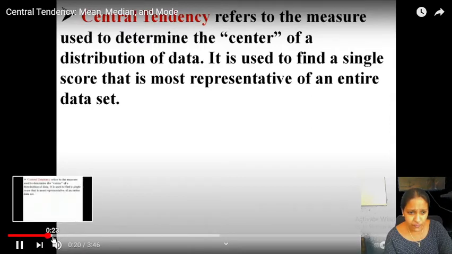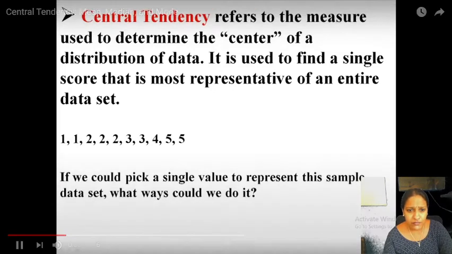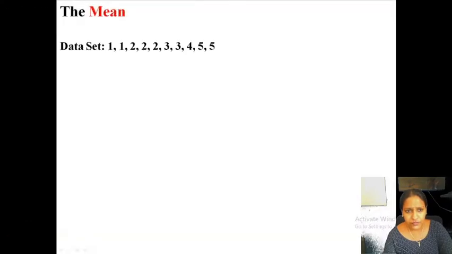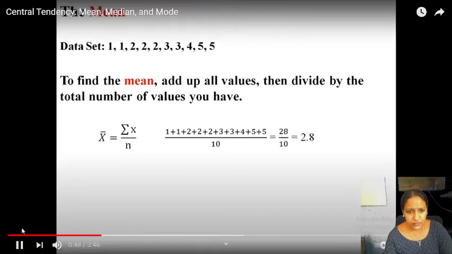It's used to find the single score that represents the data. So here's a sample data set that we were working with before, and if we could pick a single value to represent this sample data set, what ways could we do it? First of all, let's check out the mean. We have the data set, and to find the mean, first you add up all the values, then divide by the total number of values that you have. So I just add everything up and divide by 10.